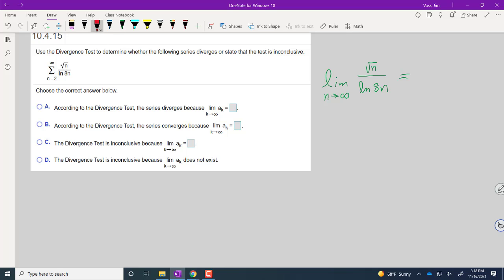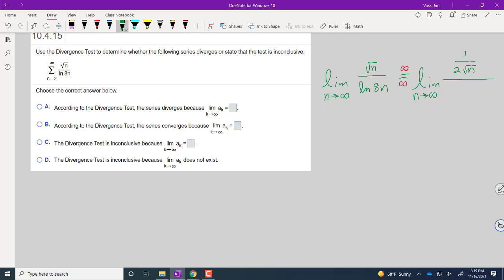And what are we going to use to take that limit? L'Hopital. It's indeterminate. This is infinity over infinity. So that means we can use L'Hopital. So we'll get the limit as n goes to infinity. Derivative of numerator. What's the derivative of that numerator? 1/2 n to the -1/2. So we can write it like that.